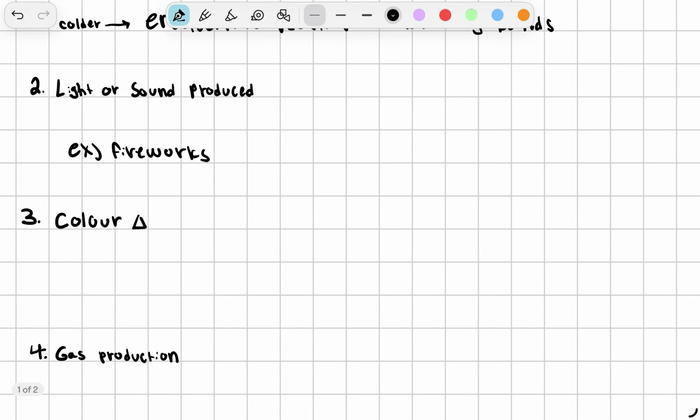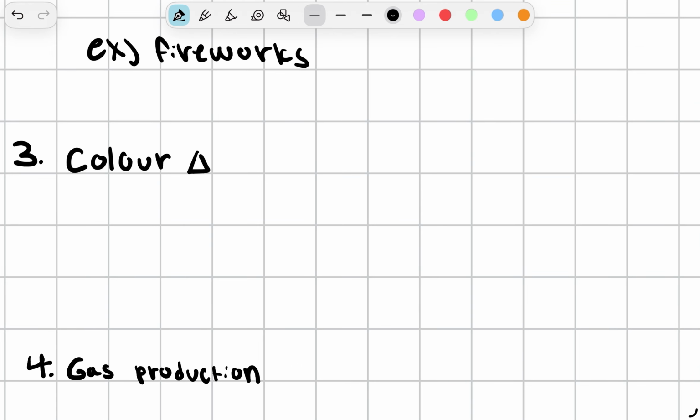Number 3, a color change. This means a completely new color has formed. So this can't be mixing food coloring and water, because that red food dye, for example, already existed. That color already existed. This is when you take 2 different colors or 2 colorless substances, mix them together, and a completely new color is formed.